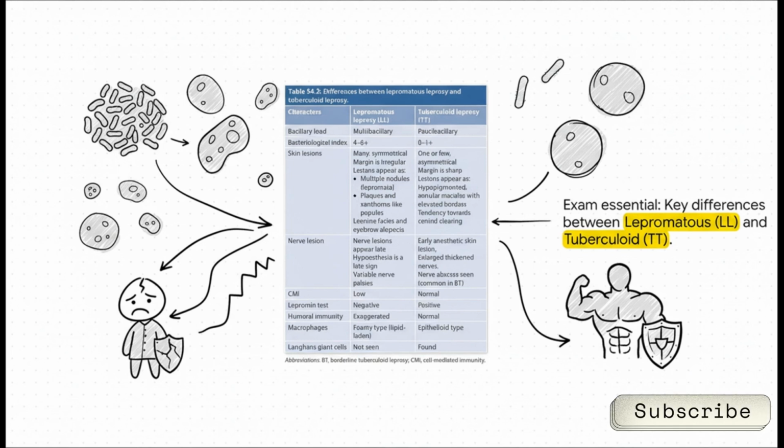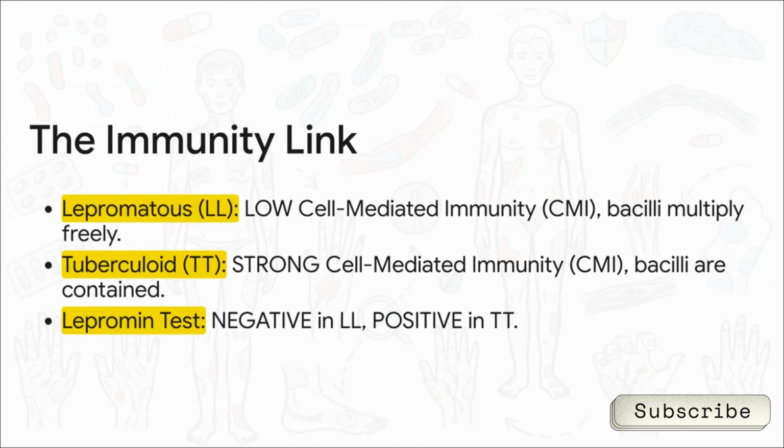Let's dig into that immunity link for just a second. So, the simplest way to remember all this is to realize that the patient's cell-mediated immunity, their CMI, is the ultimate deciding factor. If their CMI is low, the bacteria basically wins, leading to widespread lepromatous disease and a negative Lepromin test. But if their CMI is strong, the body wins by containing the infection into that localized tuberculoid form, which gives you a positive Lepromin test.